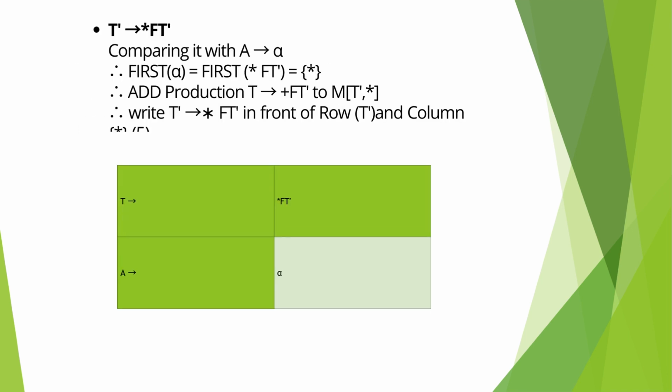In the same way, for each grammar, we can see that T dash tends to star FT dash. We will compare it with A tends to alpha. Then we will write the first and follow. Here we can write only the first because the star operator is given at the first place. We will get alpha is equal to star FT dash, and we will write first of alpha is equal to first of star. So directly we can add the production to the row and the column, and then we will write T dash tends to star FT dash in front of the row and column also.